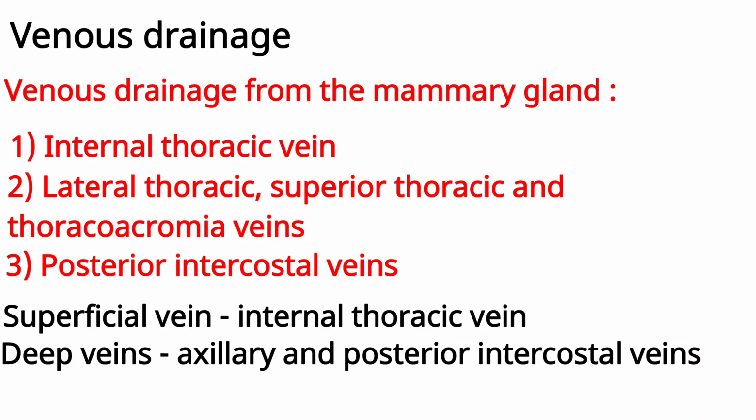Now moving on to the venous drainage of the mammary gland. The mammary gland has multiple veins present around it to drain the deoxygenated blood from it. Okay, the three main veins which are taking the deoxygenated blood from the small veins of the mammary gland are internal thoracic vein, okay, lateral thoracic, superior thoracic and thoracoacromial vein, and posterior intercostal veins.